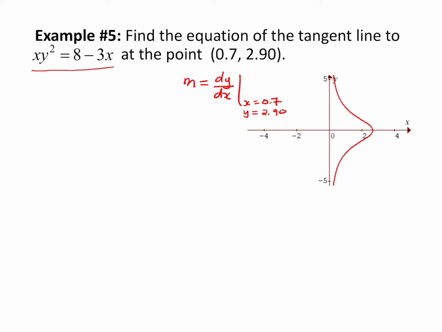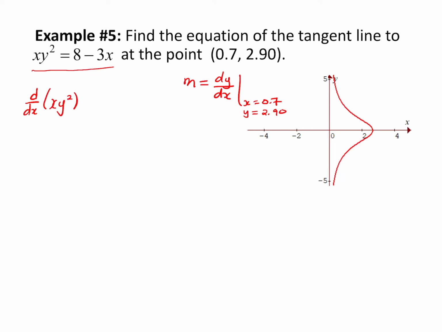But likely we'll need both, because there are 2 points on here where x equals 0.7. There's only one point where y is equal to 2.90. So let's go ahead and find the derivative of this. We'll have to use implicit differentiation. So we'll take the derivative of the left side and the right side.